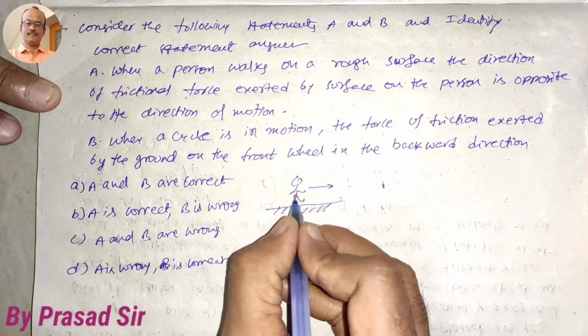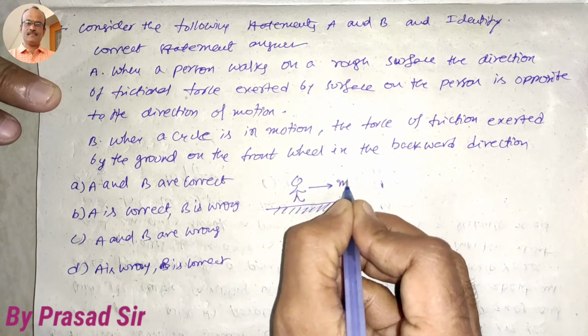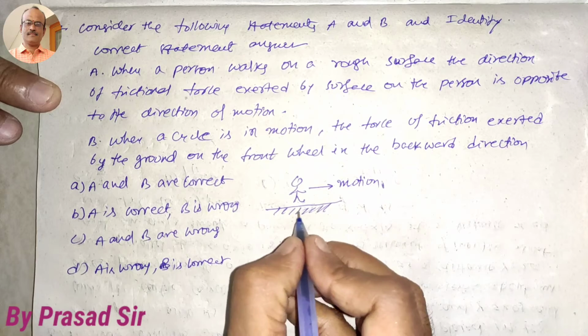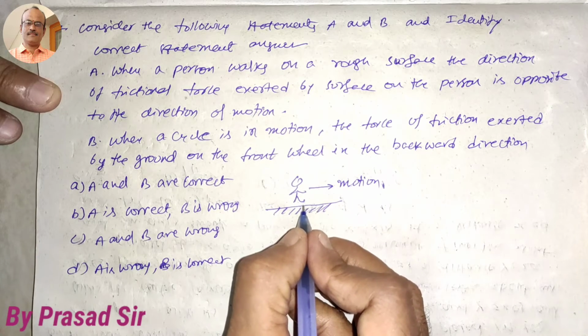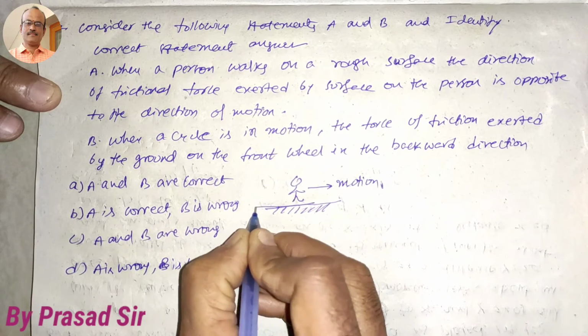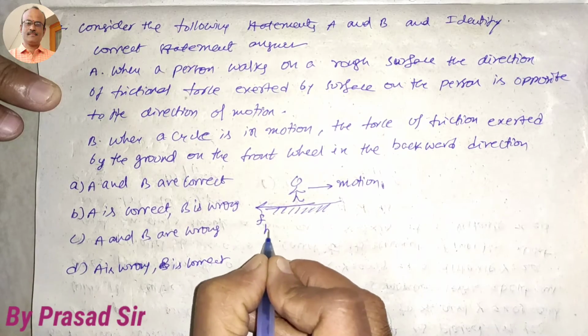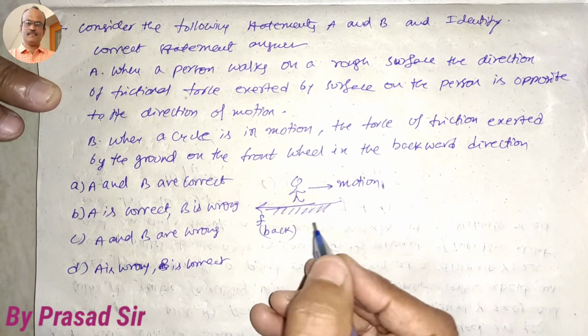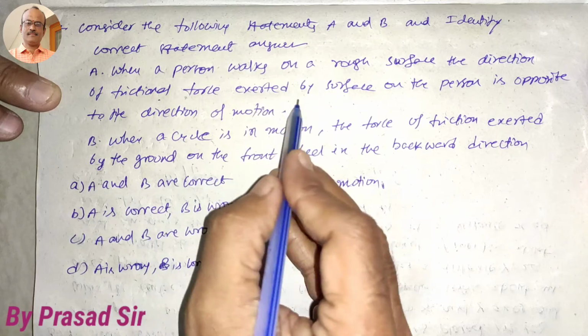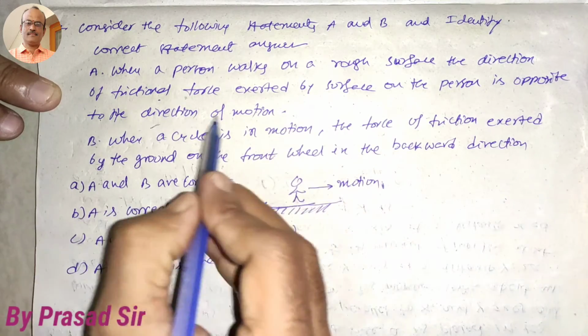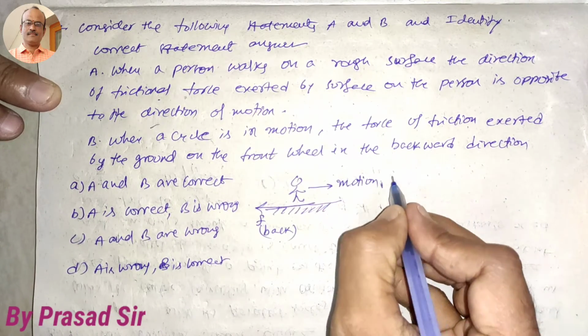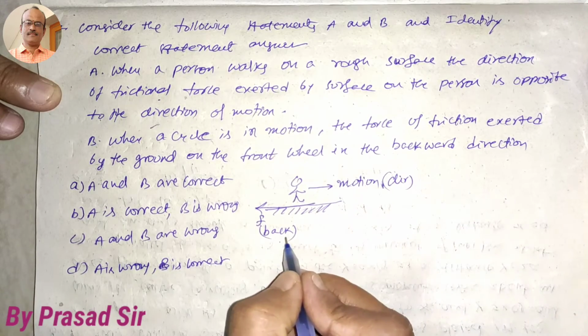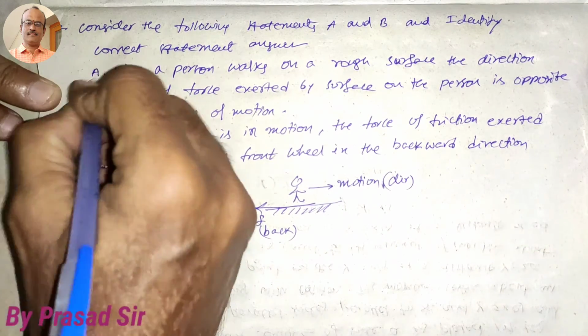So the person is moving in this direction, meaning the motion is in this direction. So what is frictional force? It opposes the relative motion. So the frictional force is always in which direction here? Backward direction. So the frictional force exerted by the surface on the person is opposite to the direction of motion. The direction of motion is this side and the frictional force direction is opposite. So option A is correct.